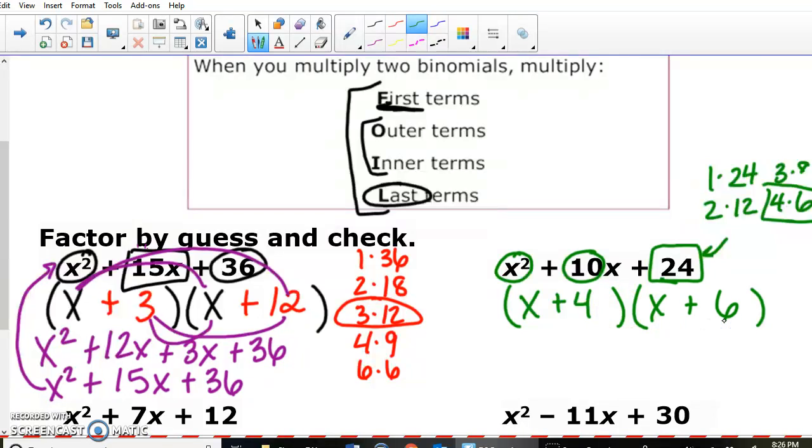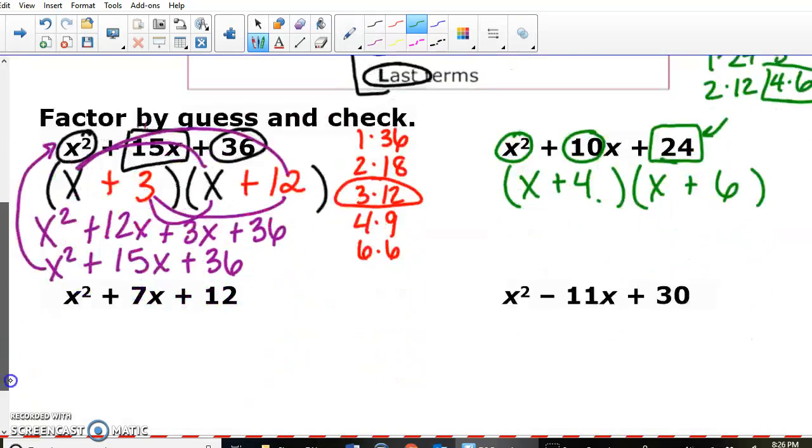Again, I can check by FOILing, or another way to quickly check is, okay, 4 times 6, my last terms, gives me 24, and then 4 plus 6 gives me my 10.